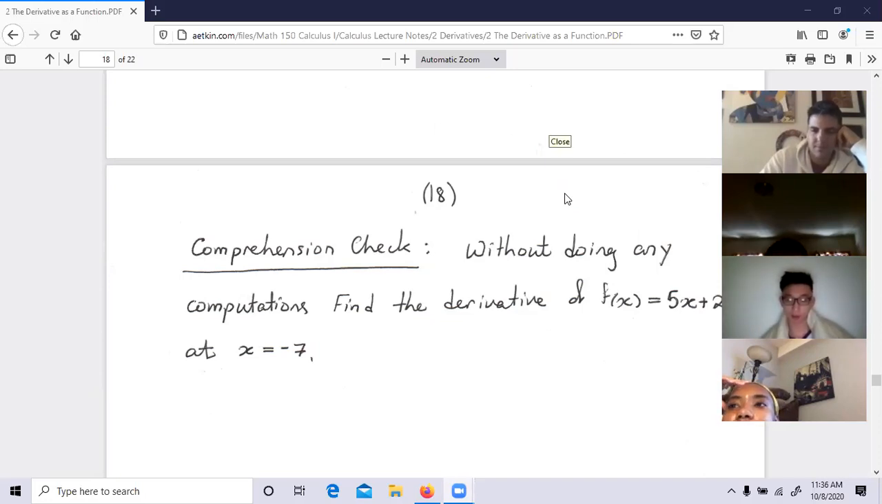Beautiful. Beautiful. It's 5. Now, would anybody like to explain to me why you can see the answer is 5? Very simply.